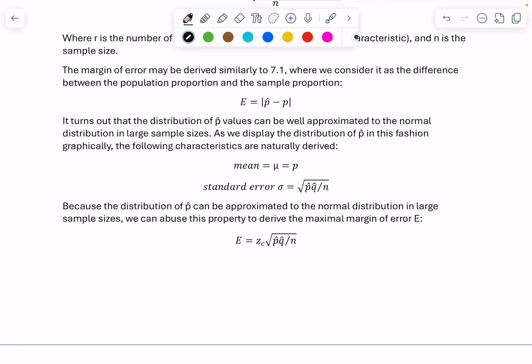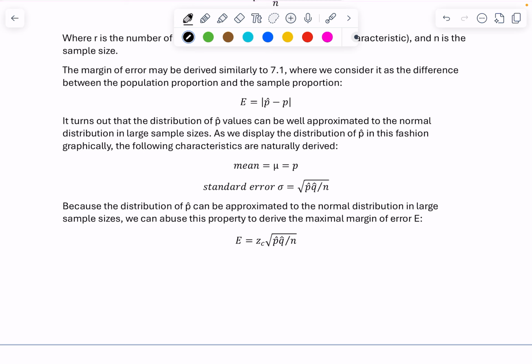As we display the distribution of our p hats graphically, we start to see the following characteristics, where our mean is going to be equivalent to the population proportion.